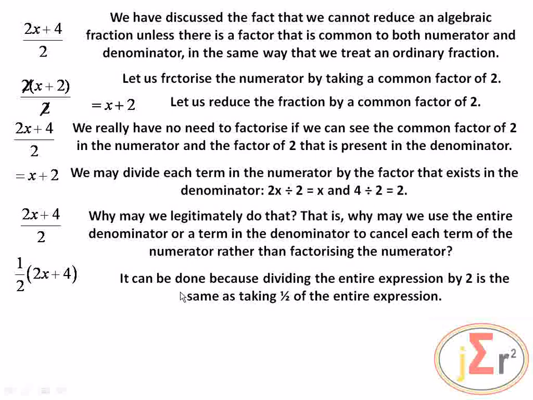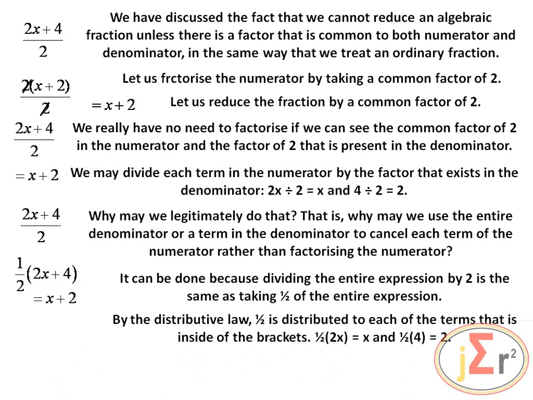And if we are taking half of the entire expression, the rest of the expression being enclosed in brackets, we may apply the distributive law, saying that we are taking half of 2x and then half of 4, which is just expanding the brackets. So by the distributive law, a half is distributed to each of the terms inside the brackets. So a half of 2x is x and a half of 4 is 2. That is why we can do it from here and say 2 into 2x is x and 2 into 4 is 2. We can do it from right here rather than going through the factorization process.